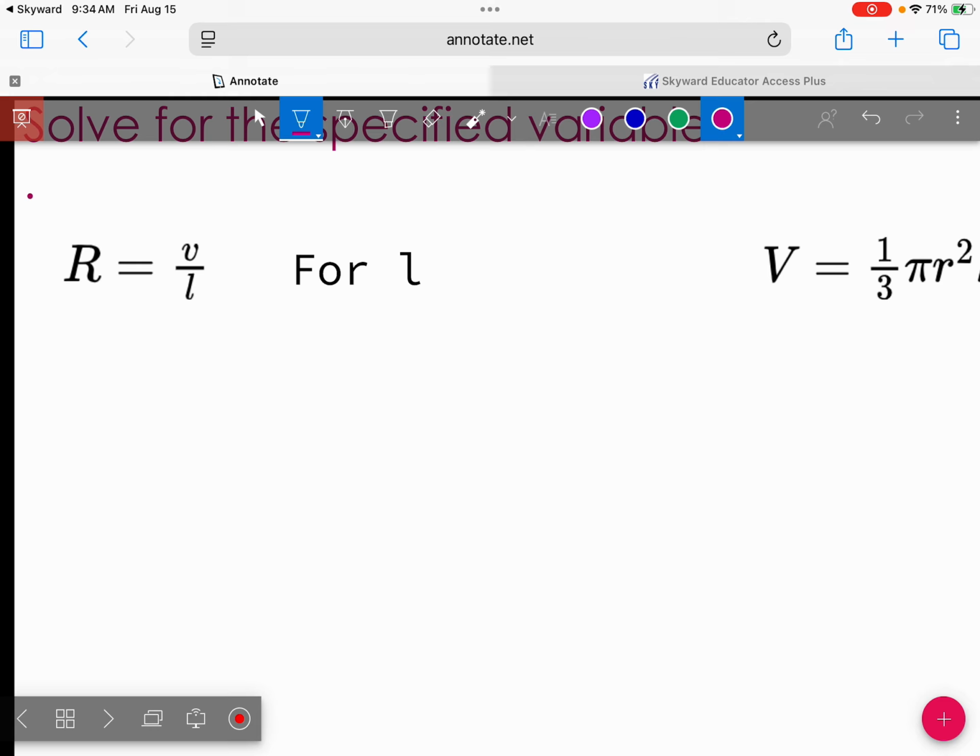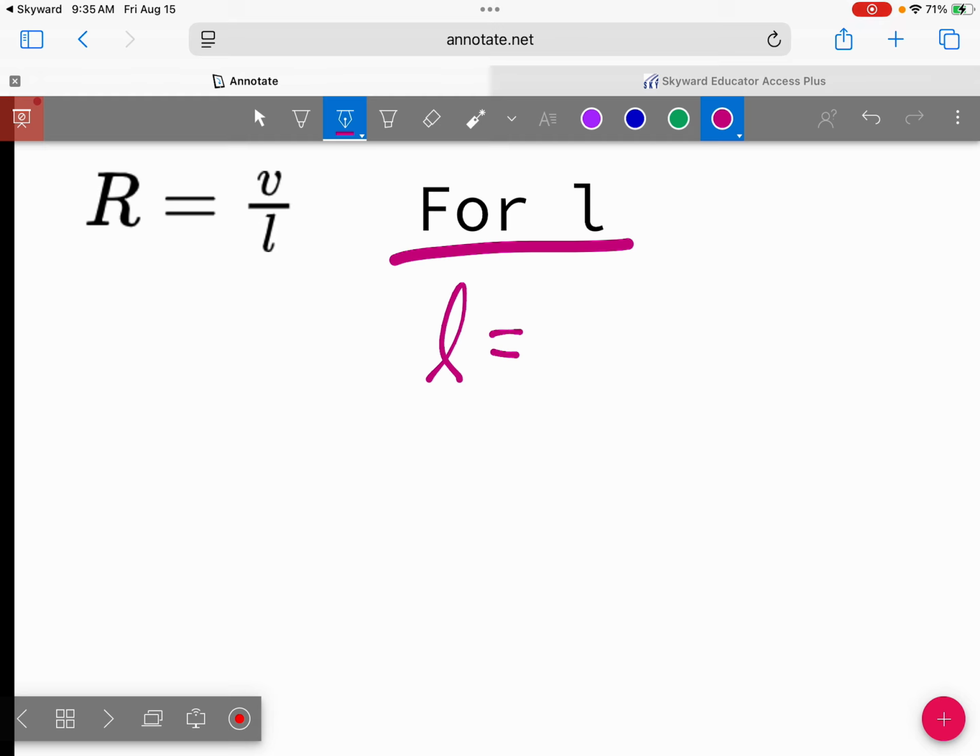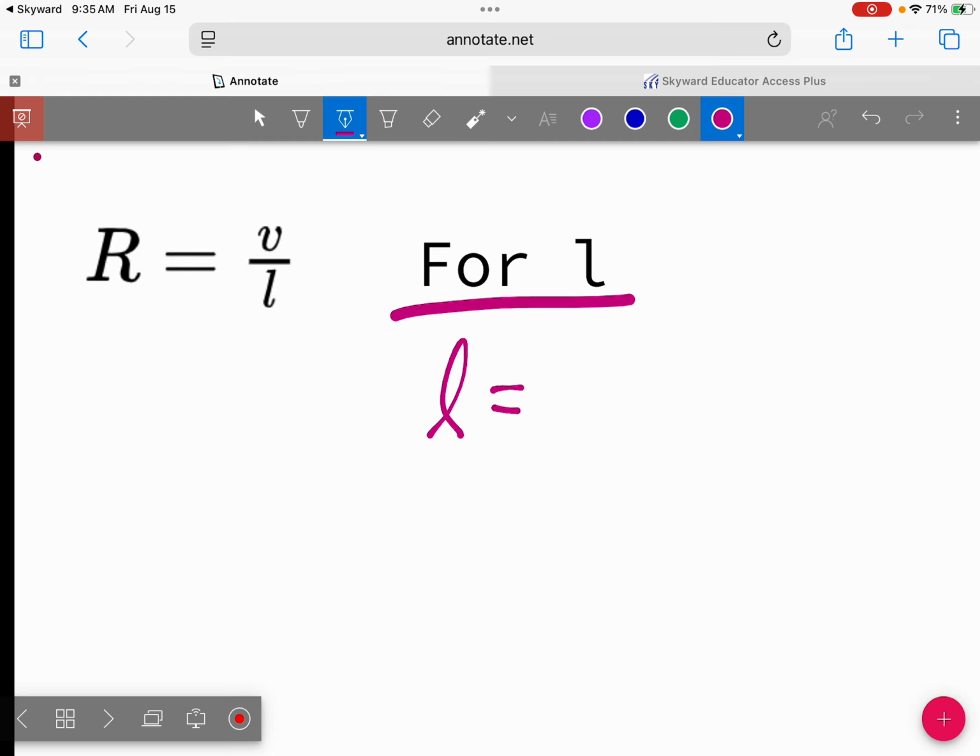What that means is we are trying to get down to an L equals. That's our goal, is to get to L equals. I always write my L as kind of a cursive L. It stops it from looking like a 1. I will do that every time. So since we're trying to solve for L, I'm trying to get to an L equals. What can I do to get L by itself? Multiply both sides by L.